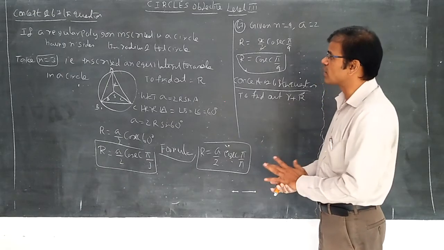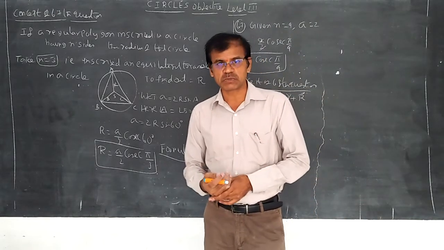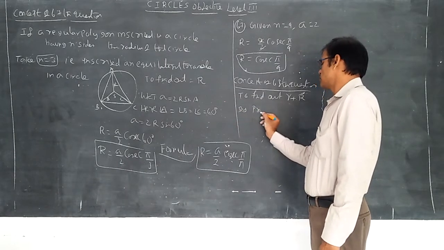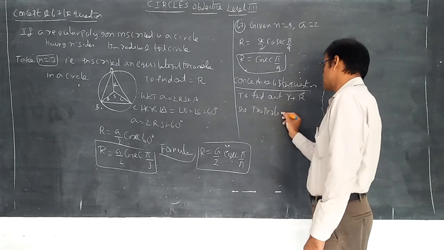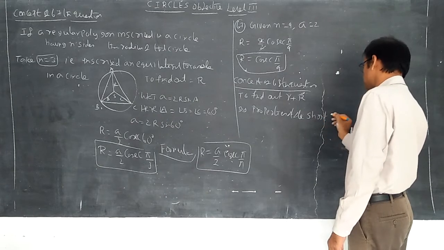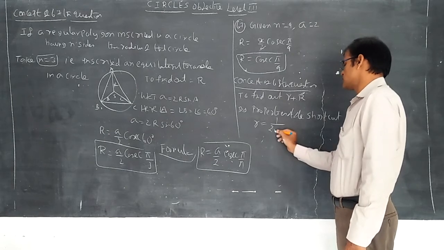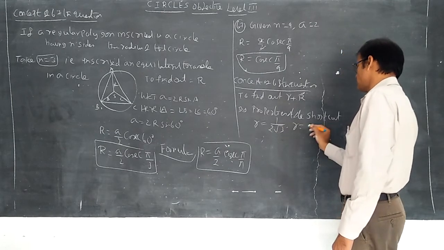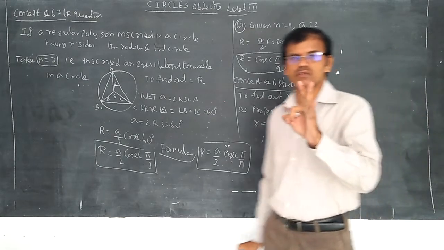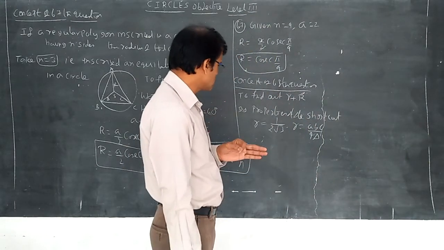So what is small r for an equilateral triangle? Do you remember the formula from the properties of triangle concept? By the properties of triangle shortcut, small r is equal to 1 by 2 root 3, as we discussed. Of course, using the formula, small r is equal to abc by 4 delta, where a means 1, b means 1, c means 1, delta means root 3 by 4, and 4 delta is root 3.